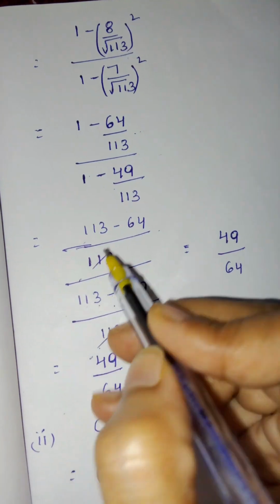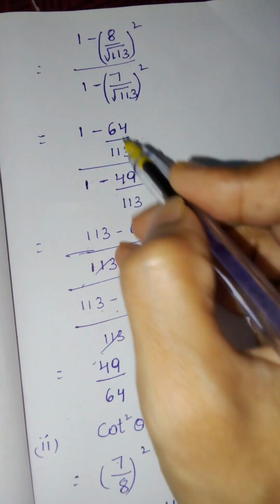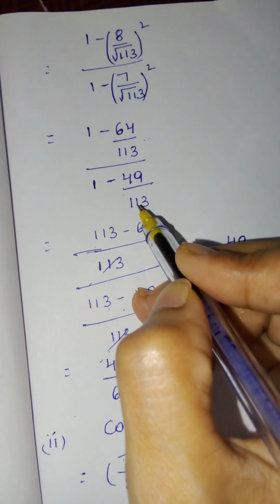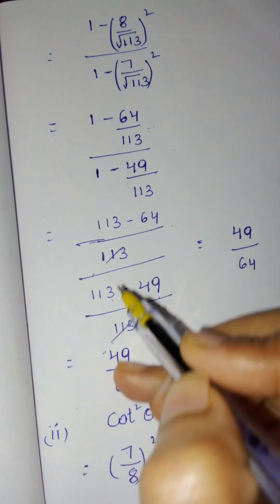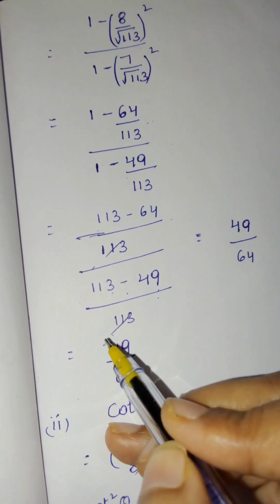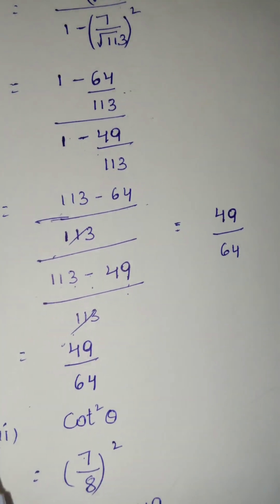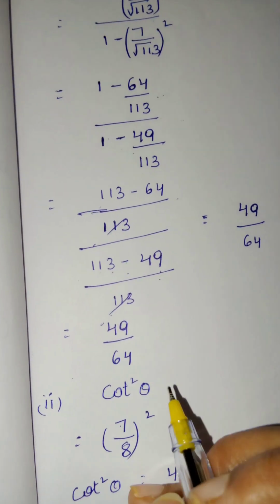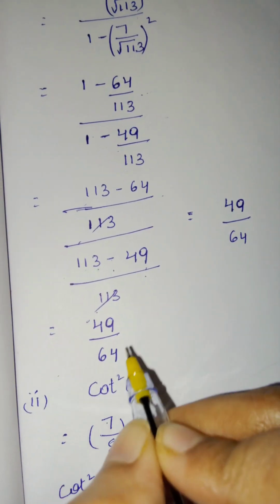LCM is 113. 113 into 1 is 113 minus 64, upon LCM is 113, 113 into 1 is 113 minus 49. 113 will get cancelled. 113 minus 64 is 49 upon 113 minus 49 is 64. So (1 plus sin theta)(1 minus sin theta) upon (1 plus cos theta)(1 minus cos theta) is equal to 49 upon 64.